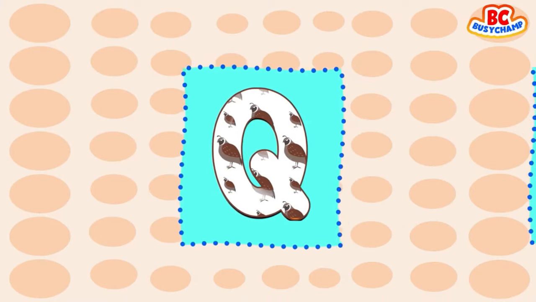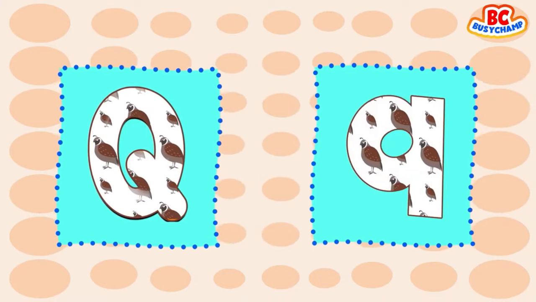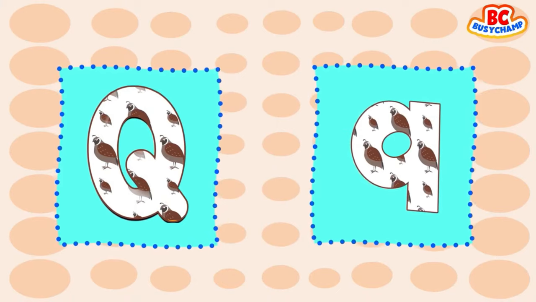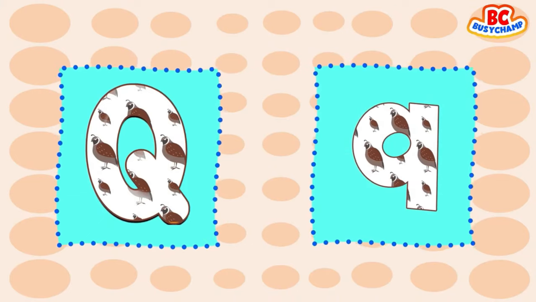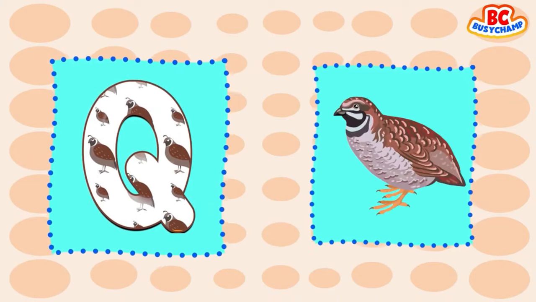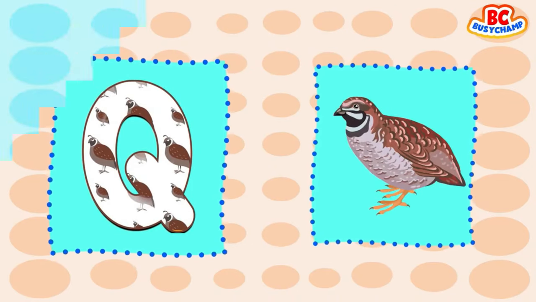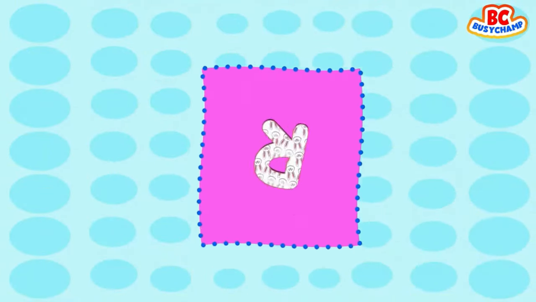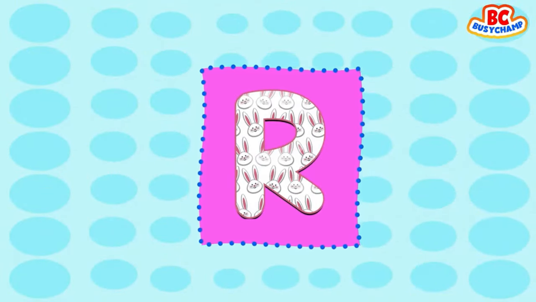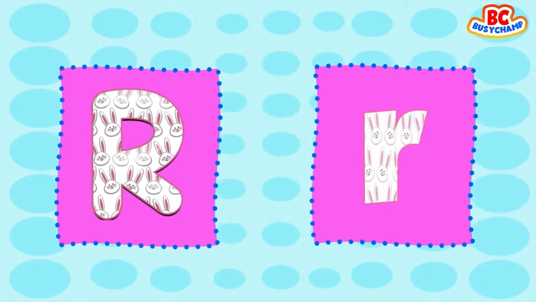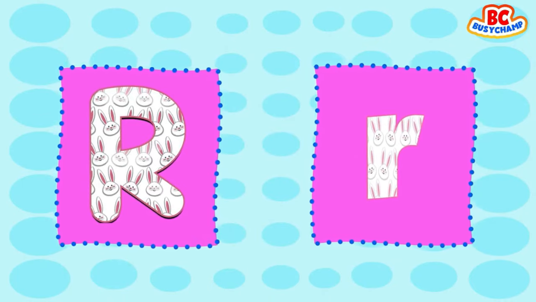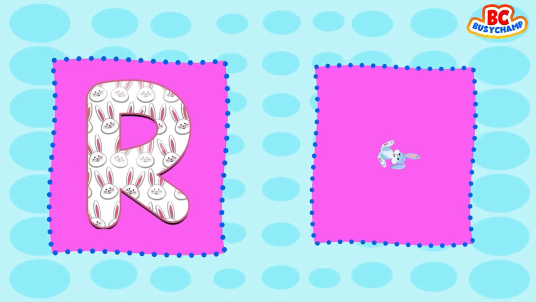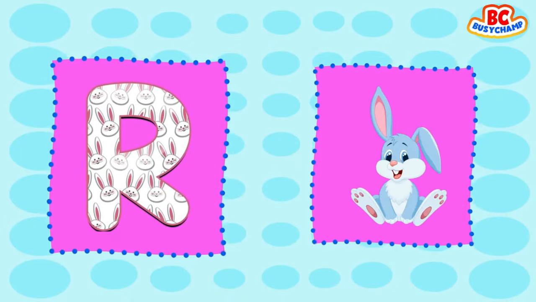Q. The sound of the letter Q is Q. Q for quail. Letter R is R. R for rabbit.